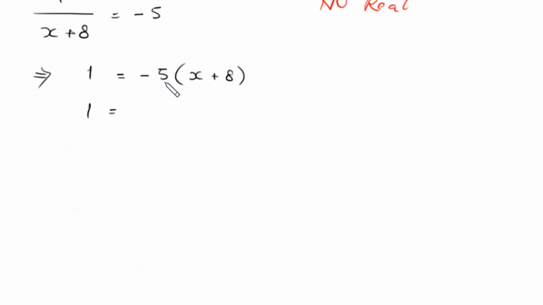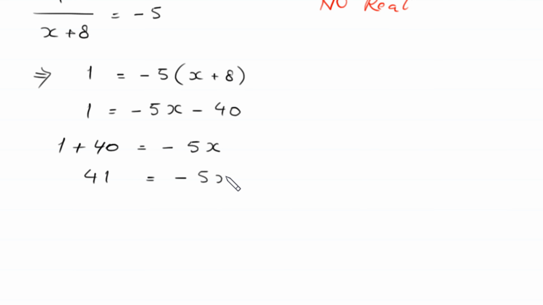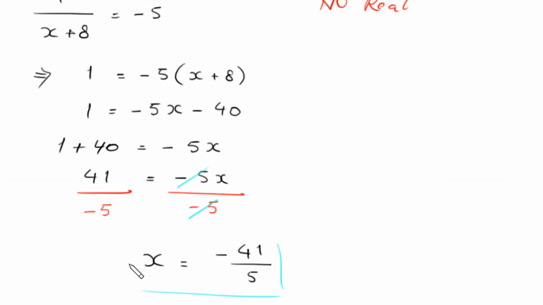So 1 is equal to negative 5 times x, negative 5x, and negative 5 times plus 8, negative 40. Now we move this negative 40 to the left hand side. Then this equation will become 1 plus 40 is equal to negative 5x, and 1 plus 40 is 41, equal to negative 5x. From here we divide both sides of the equation by negative 5. So negative 5 will be cancelled with this negative 5, and we get the value of x is equal to negative 41 over 5. This is the final value of x. This is the final answer of this equation.